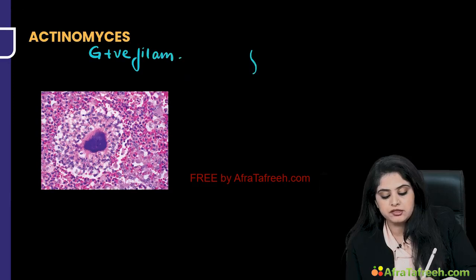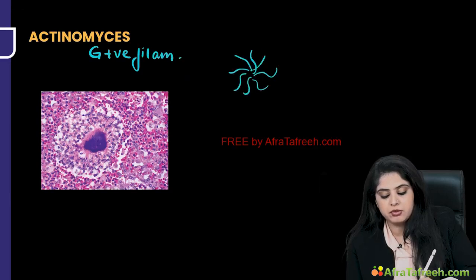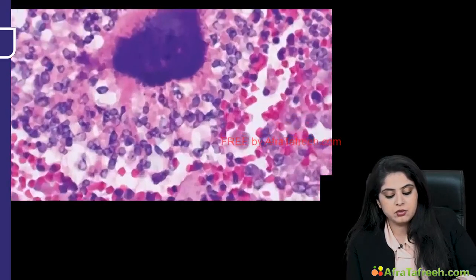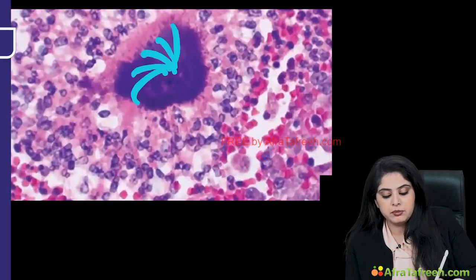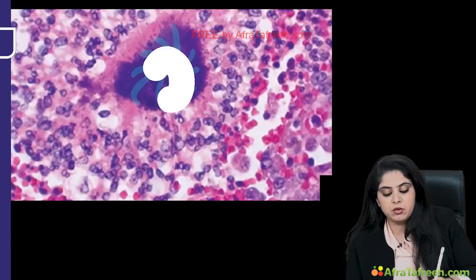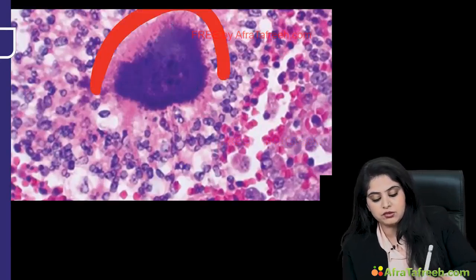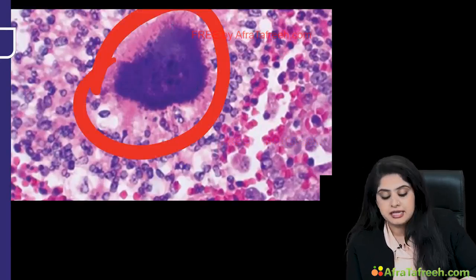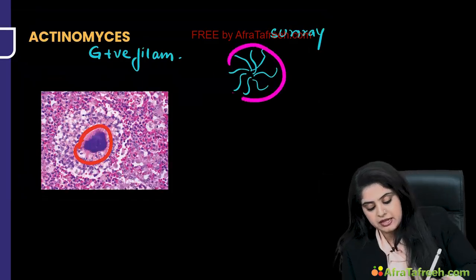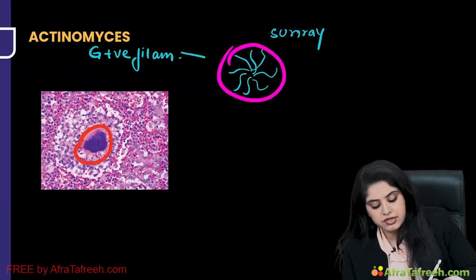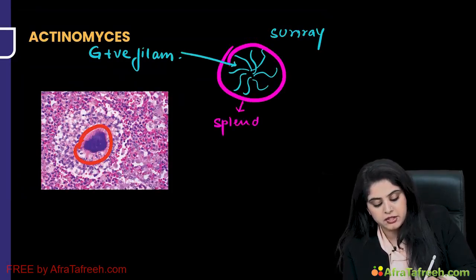So what you're going to see is this sun ray appearance. Remember, we used to talk about it, the sun ray appearance, and I can see those beautiful purple sun rays happening over here. But at the same time, I can also see a pink layer around it. Yes, can you all appreciate there is a pink layer around it? So first and foremost, gram-positive filaments I saw, but this pink layer is the Splendore-Hoeppli phenomenon.